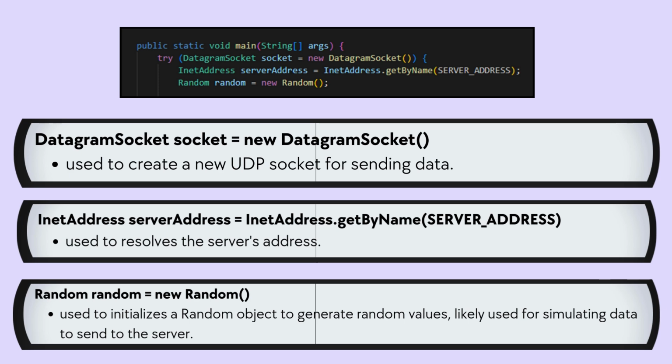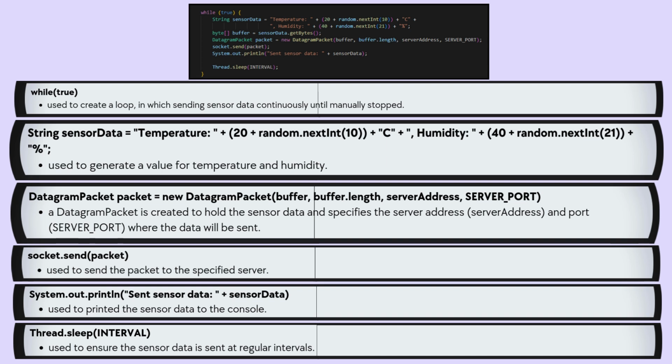Datagram socket, new DatagramSocket, used to create a new UDP socket for sending data. InetAddress serverAddress = InetAddress.getByName(serverAddress), used to resolve the server address. Random = new Random, used to initialize a random object to generate random values, likely used for simulating data to send to the server. While (true) is used to create a loop in which sensor data is sent continuously until manually stopped.